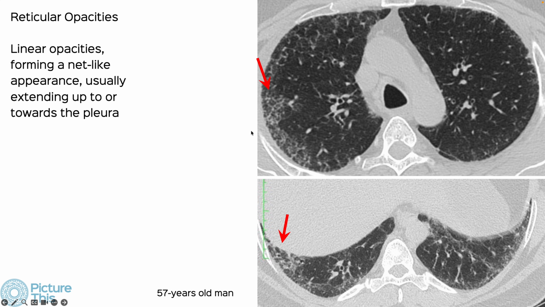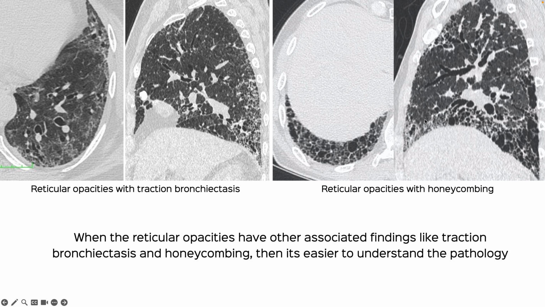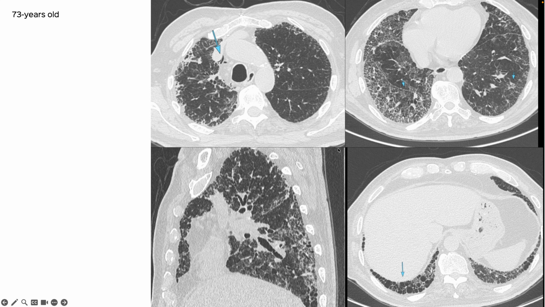Now, reticular opacities I kept for last, so I've been using the term constantly. It's because it's a slightly nebulous term. These are linear opacities that typically extend from the subpleural interstitium, forming a net-like lacy appearance. Sometimes you may have subpleural sparing, but you will basically see them at the periphery going towards the center. And when we are talking of fibrosing ILDs, this is relevant because it's when you see reticular opacities with traction bronchiectasis or reticular opacities with honeycombing that we know that we're dealing with a fibrosing ILD.